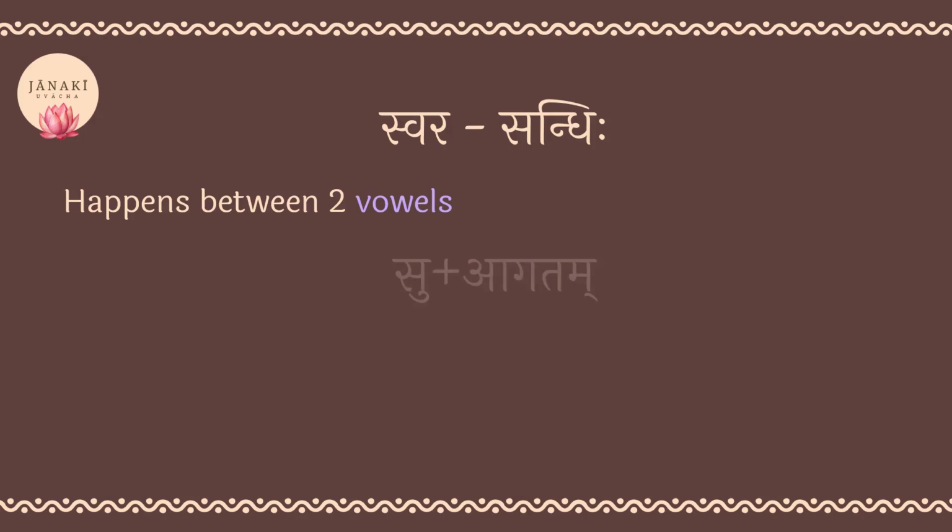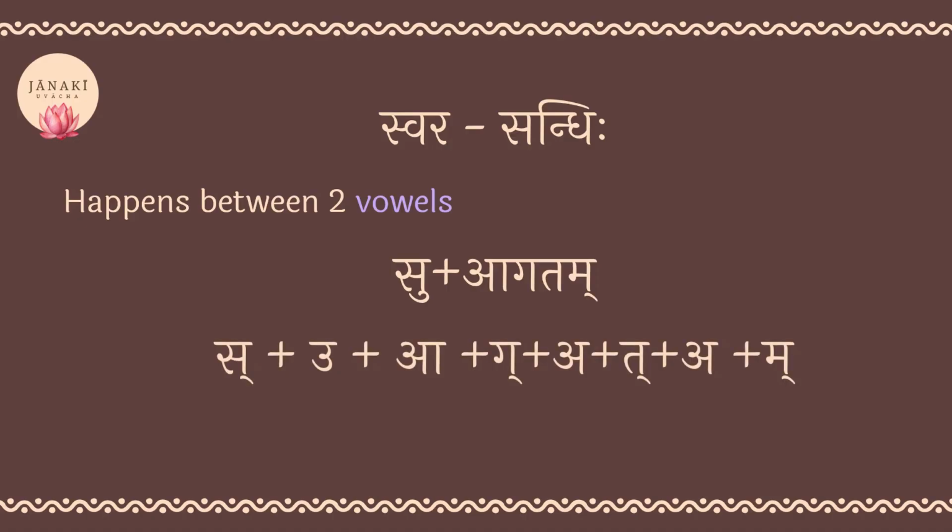For example, Su plus Agatam. The last letter of the first word is U, which is a Swara. The first letter of the second word is A, which is also a Swara. So when these two join, the new word becomes Swagatam. This is an example of one type of Swara Sandhi.